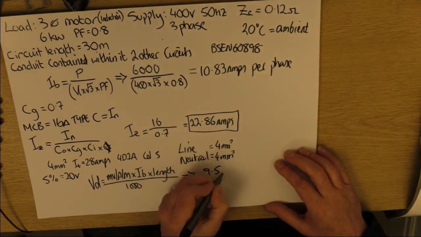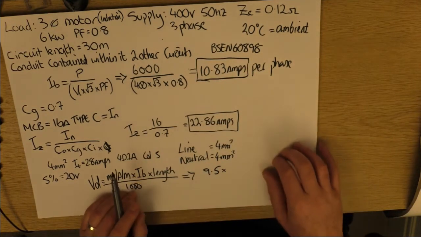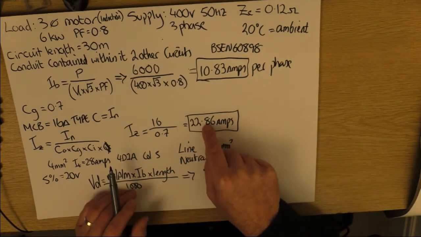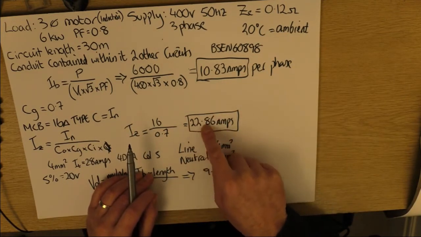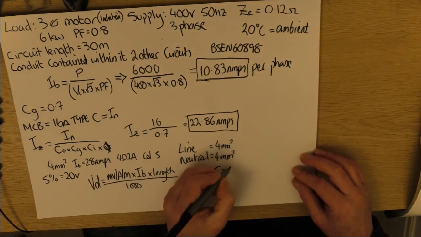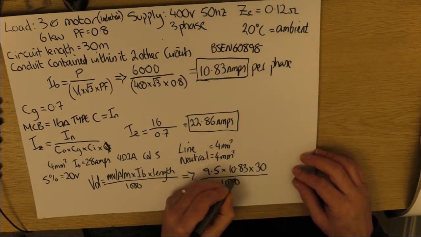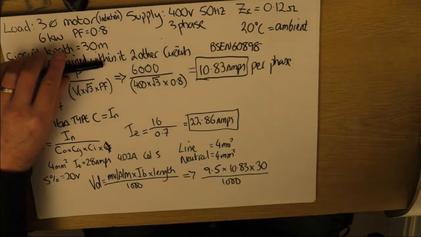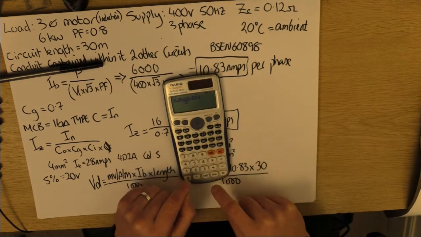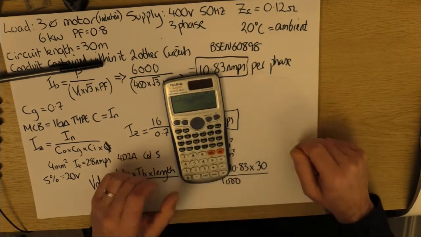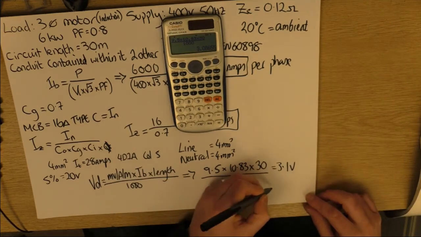And we can put everything else in, times our design current, which is the amount of current that's actually going to be going through the cables. It looks like we're getting more current, but this is to take into consideration the heat. So we're making it bigger to dissipate the heat. It's not actually going to be carrying that, it's going to be carrying this. So 10.83 times the length of 30 meters divided by 1,000. Plug that in. 9.5 times 10.83 times 30 divided by 1,000. So we're going to lose about 3.1 volts, which is fine. Tickety boo.